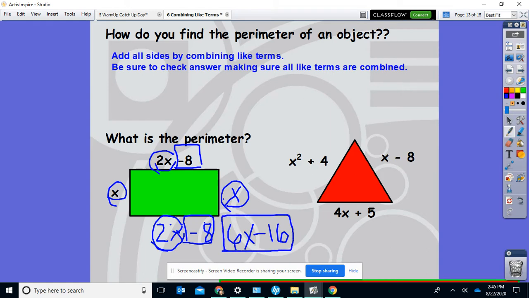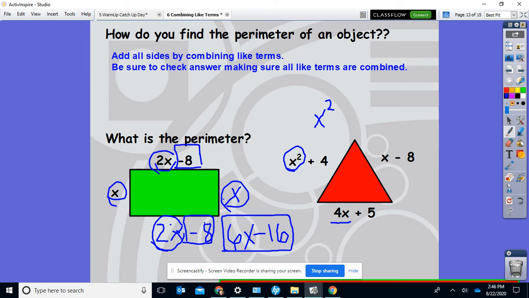All right, let's look at this red triangle. I'm scanning around the outside to look at my like terms, and I see an x squared here. Do you see any other x squares? No. So we're going to write that term first. You always want to try to start with the highest exponent. So we've got x squared. And that's all we can combine with my x squares.